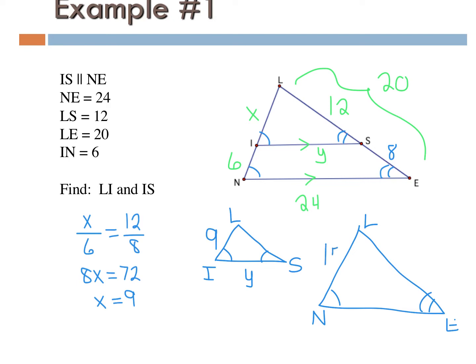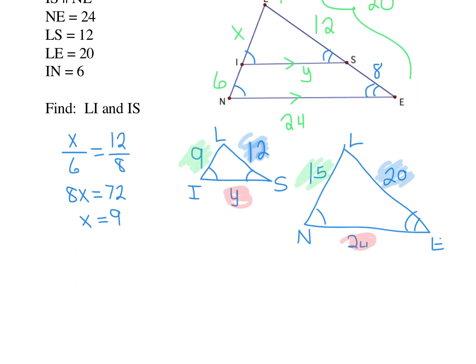This side should be 15. Okay, and then NE is 24, this is 20. Because I'm looking for y, which corresponds to 24, unless I didn't put 12 there, I could use either one. I could use 12, sorry, I'm trying to do the highlighter. 12 goes with 20, or I could use 9 and 15. So any combination of those I can use.